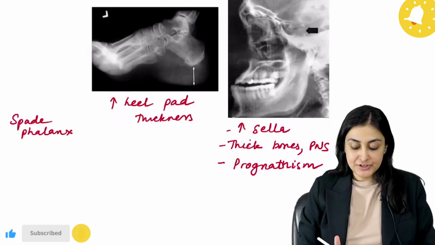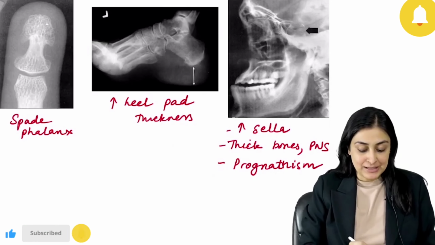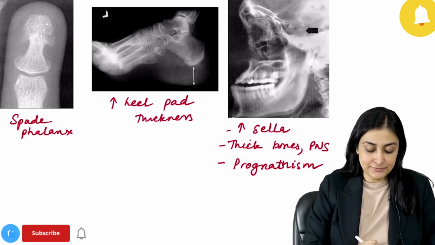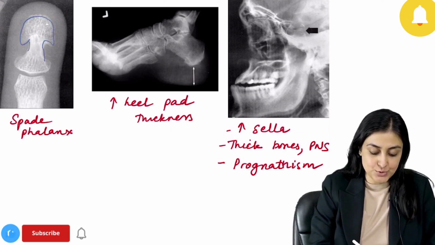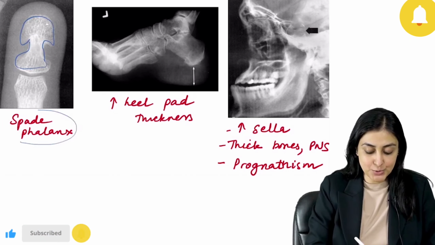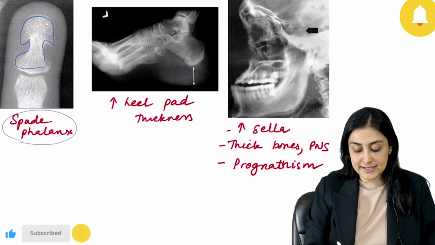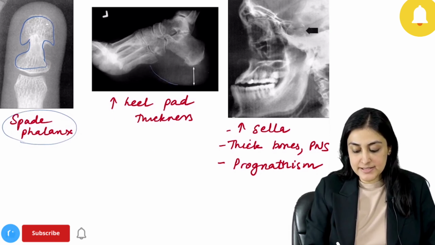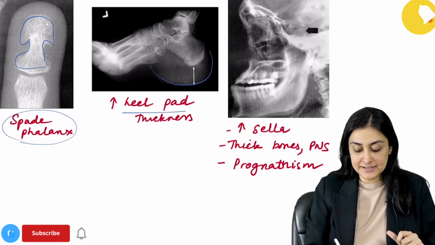Going ahead, what do we have here? Looking at the next disease, you are finding these three manifestations. Having a look at the digits, at the phalanges, what do you find? That there is overgrowth in the distal aspect. Do you see this overgrowth? This is referred to as the spade phalanx. Then, when we look at the foot X-ray, can you find this gross increase in heel pad thickness? There is this grossly distended heel pad thickness.